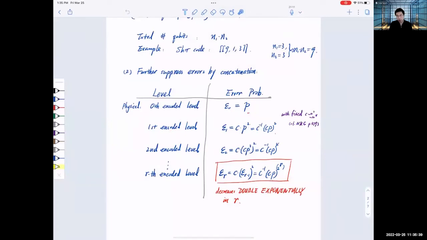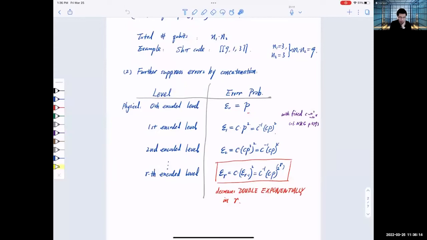And there is an important prefactor C associated with the code and with the implementation of the circuits. Let's just denote it as C, which is a given constant, which can be of order 10 to the 3 or 10 to the 4, depending on your design of the circuit. You may look into Nielsen and Chuang, page 479, for details. And this expression, you can also write as the inverse of C times (C times P) squared. That's the error at the first encoded level.